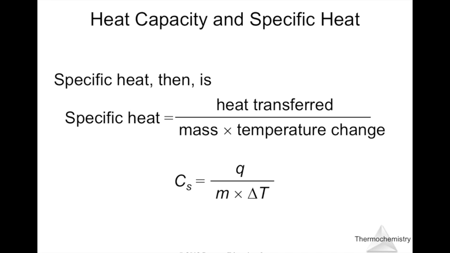So specific heat then equals the heat transferred over the mass of whatever it is that's transferring heat times the temperature change. So super useful equation right here. Specific heat is the heat transferred over the mass times the delta T.